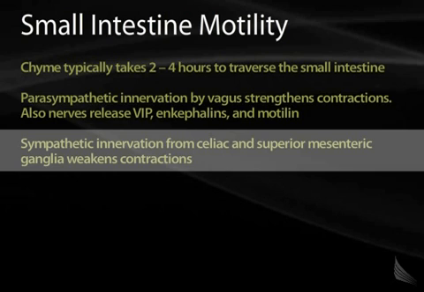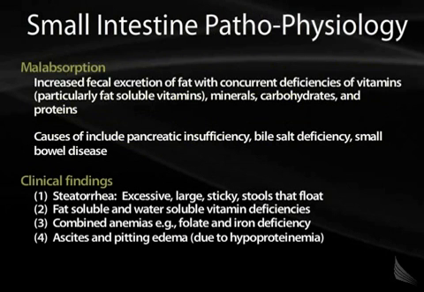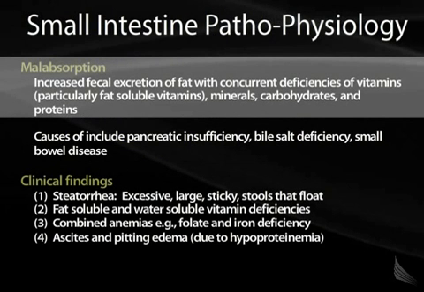The small intestine covers 15 to 20 feet. This is a very large area, and the main purpose is for absorption of food substances to take place. Unsurprisingly, one of the big things that can go wrong with the small intestine is when malabsorption takes place. For example, with increased fecal excretion of fat, deficiencies of vitamins can occur. These are the fat-soluble vitamins A, D, E, and K. There is impairment of absorbance of minerals, carbohydrates, and proteins.